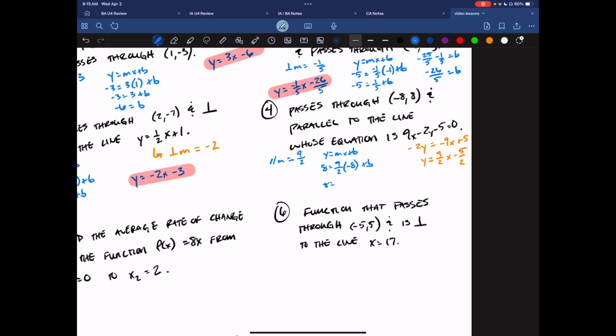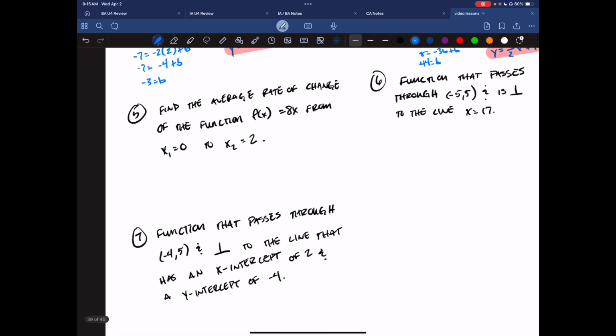8 equals negative, 2 goes into 8, 4 times 9 is 36. That's going to be negative. Add 36 to both sides, you're going to get 44. Okay, so my equation is going to be 9 over 2 x plus 44.